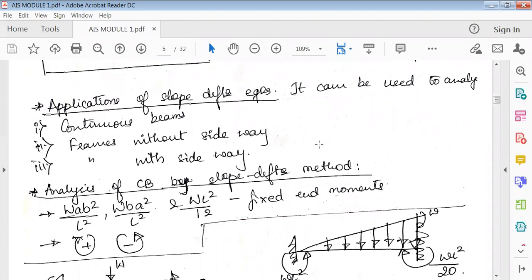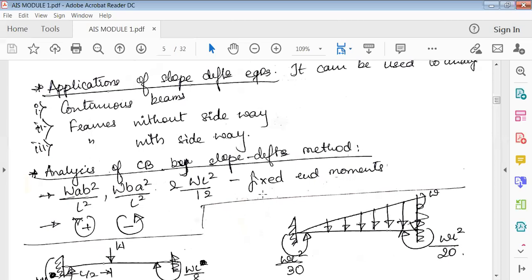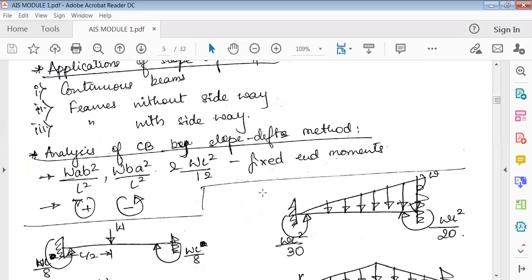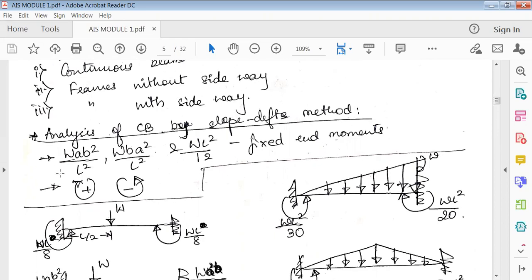Before we start, whenever you analyze a continuous beam, CB is nothing but continuous beam, by the slope deflection method, we are going to use these formulas. The first formula is W AB square by L square. Next is W BA square by L square and W L square by 12. Now these are called the fixed end moments.